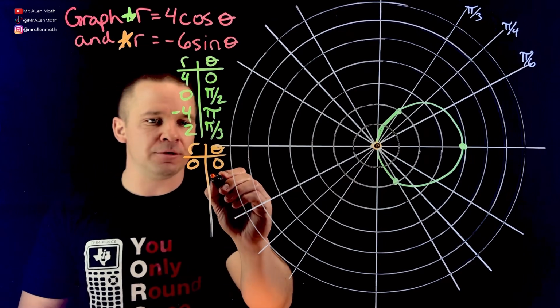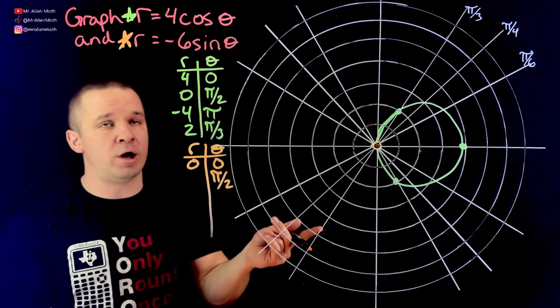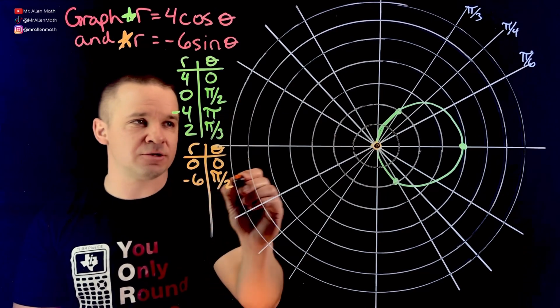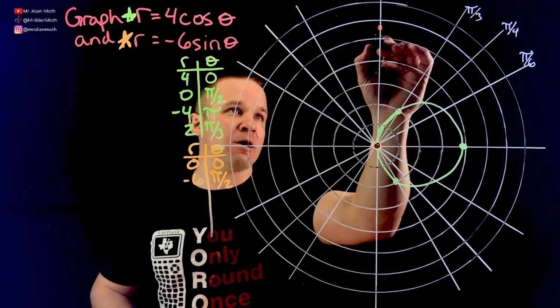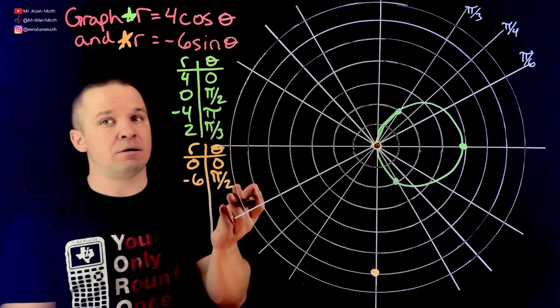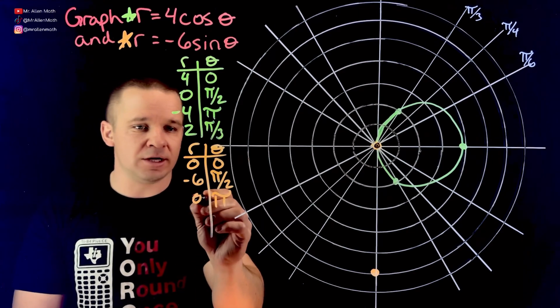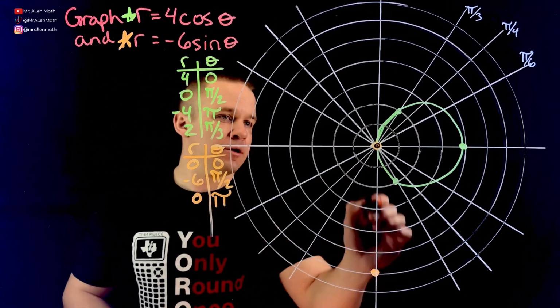How about pi over 2? Pi over 2. That's going to be +1, right? Sine of pi over 2 is 1, times -6 is -6. So at pi over 2, when I'm up here, I have to reflect over the pole to -6. And then how about pi again? We'll just roll the same thing, right? That's going to be 0. So I get 0 again, not 6. There we go. So I'm back here.